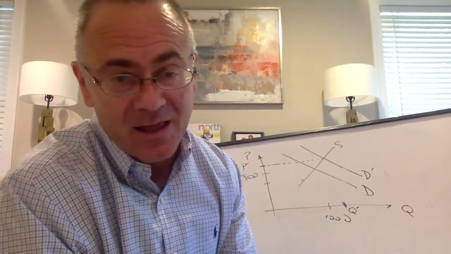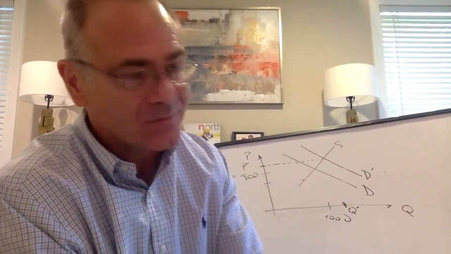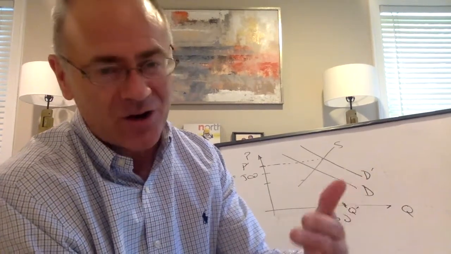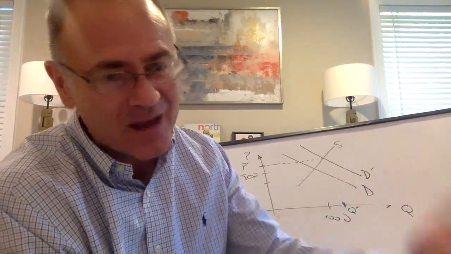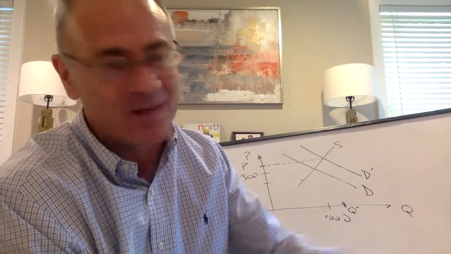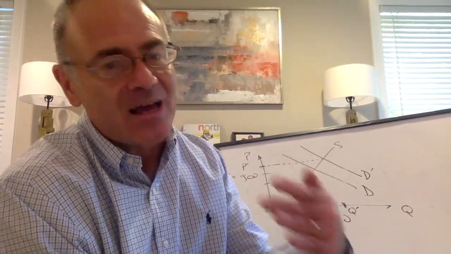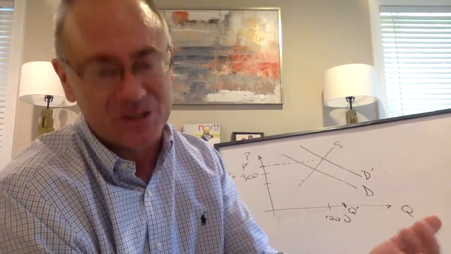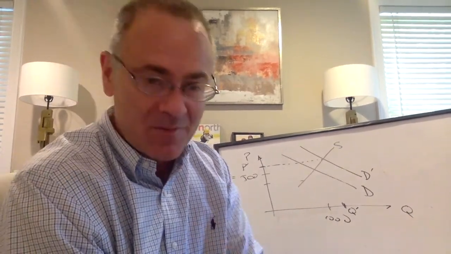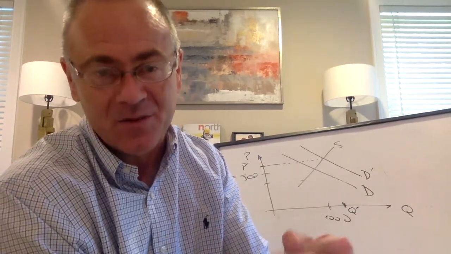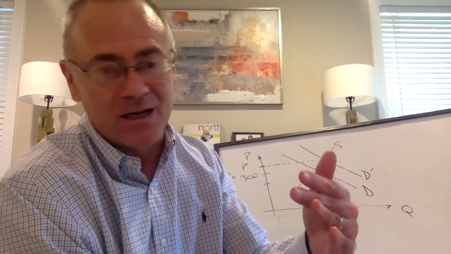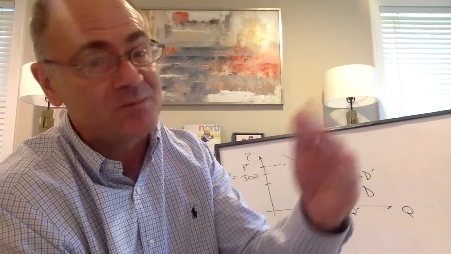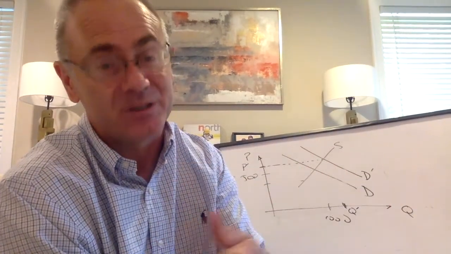I'll say something like, here's something that happened. What does this cause? Does this cause a shift in the demand curve or a shift in the supply curve? The key is if it's something that causes manufacturing costs to go up or down, that means a shift in the supply curve. If there's something that causes taste to change or causes the price of a substitute or complement to go up or down, that will be a shift in the demand curve.